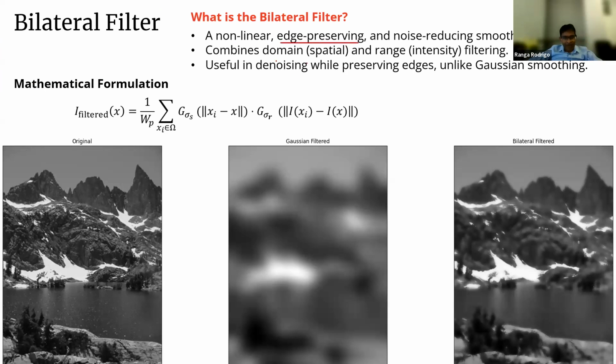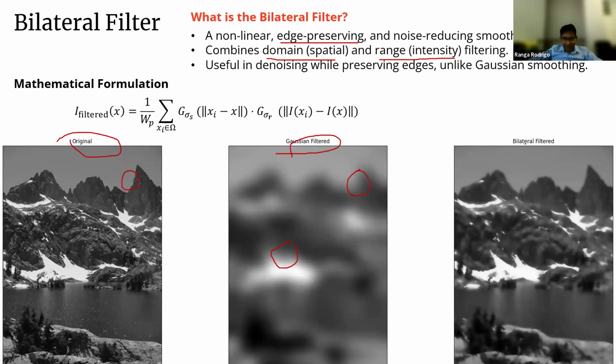It combines domain or spatial filtering and range intensity filtering. Useful in denoising while preserving edges, unlike Gaussian smoothing. Okay, first of all, let's see the effect. So I have taken this original image and I have applied Gaussian filter. So you can see all the edges have been blurred. These edges have been blurred.